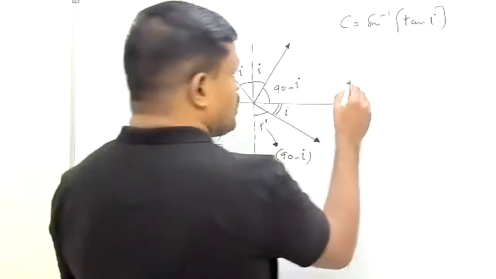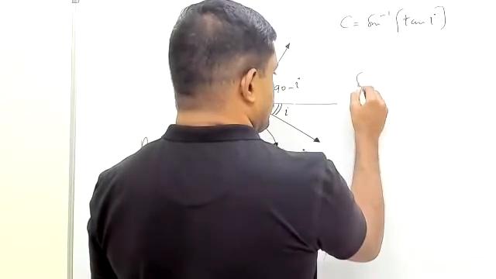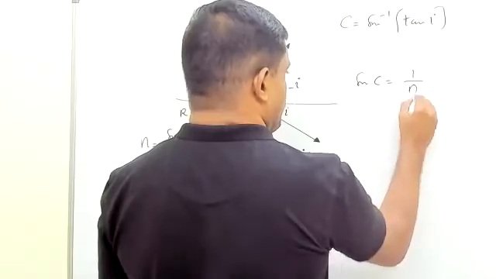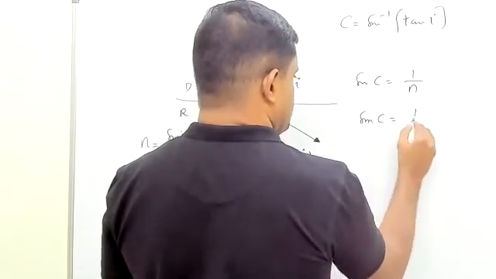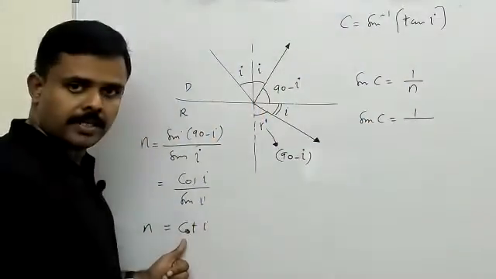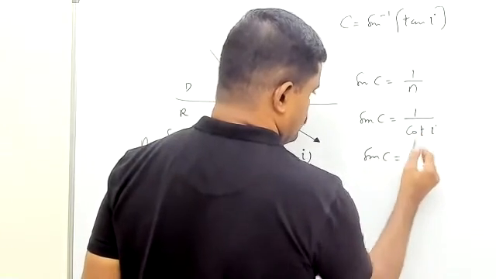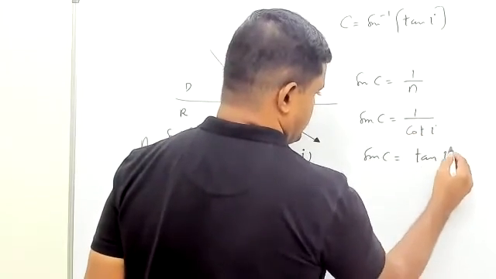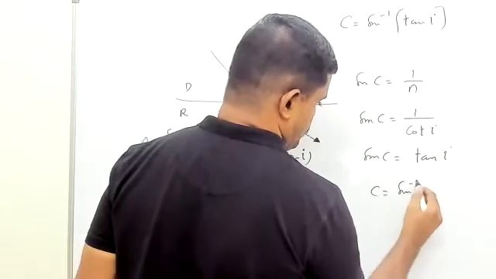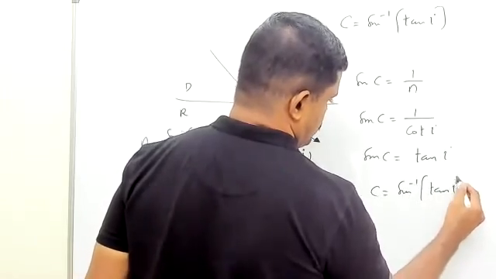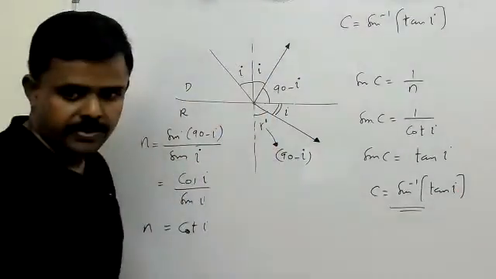So let us write the critical angle. What is the equation for critical angle? Sin C is equal to 1 by n, which is 1 by cot I. 1 by cot is called tan I. So sin C is equal to tan I, and C is equal to sine inverse of tan I.